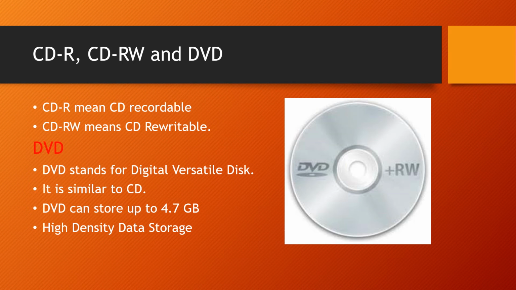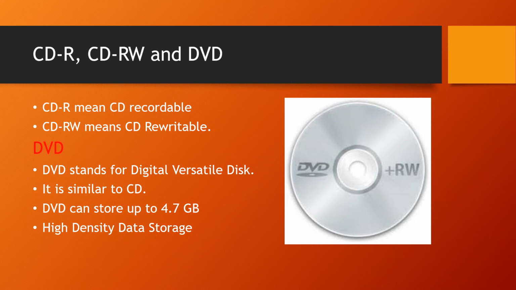Now next is CD-R, CD-RW and DVD. CD-R means CD recordable, where a user can record data one time, and CD-RW means CD rewritable, in which a user can rewrite data approximately 8 to 10 times. Afterward data will be permanent. It means a CD-RW can delete and restore new data approximately 10 to 12 times. Afterward, the last stored data will be permanent in your CD.